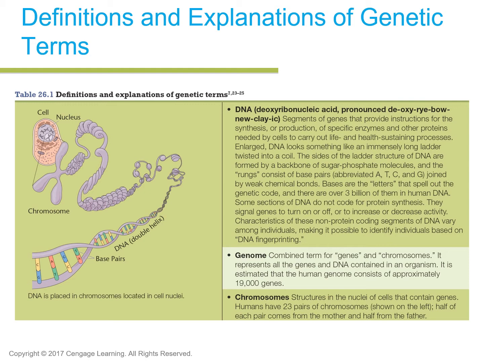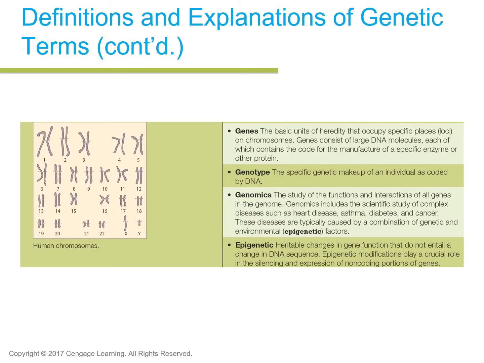According to this slide, chromosomes are structures in the nucleus of the cells that contain genes. Humans have about 23 pairs of chromosomes shown on the left, and half of each pair comes from the mother and half from the father. This is also part of the same table from your book, from the first slide. So again, I do want you to know for the test what chromosomes are, what a genome is identified as, and also genes, okay, and genomics.